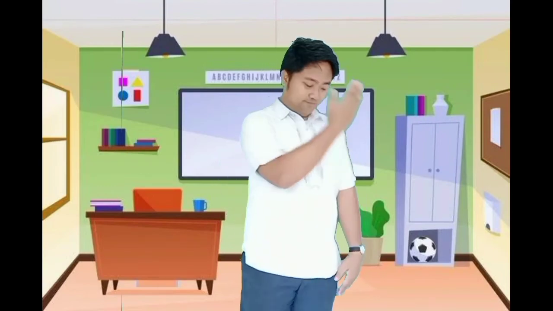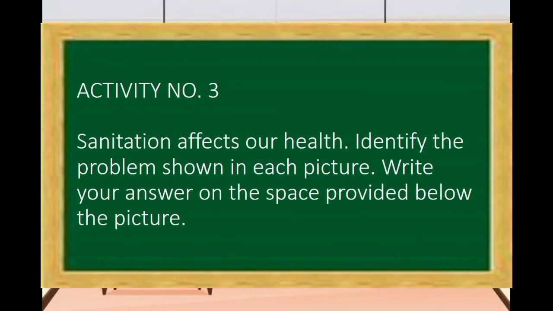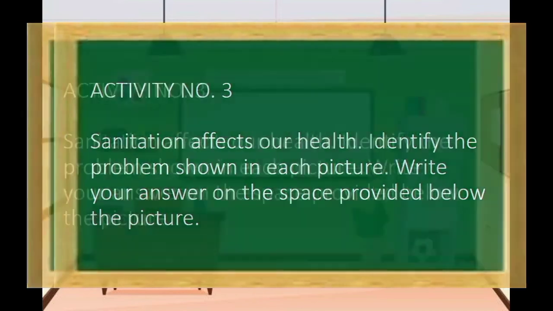And finally, here's activity number 3. Here's the instruction for activity number 3. Sanitation affects our health. Identify the problem shown in each picture. Write your answer on the space provided below the picture. Now, it's your time to read. After this video lesson, you will be given ample time to answer these activities. Good luck!